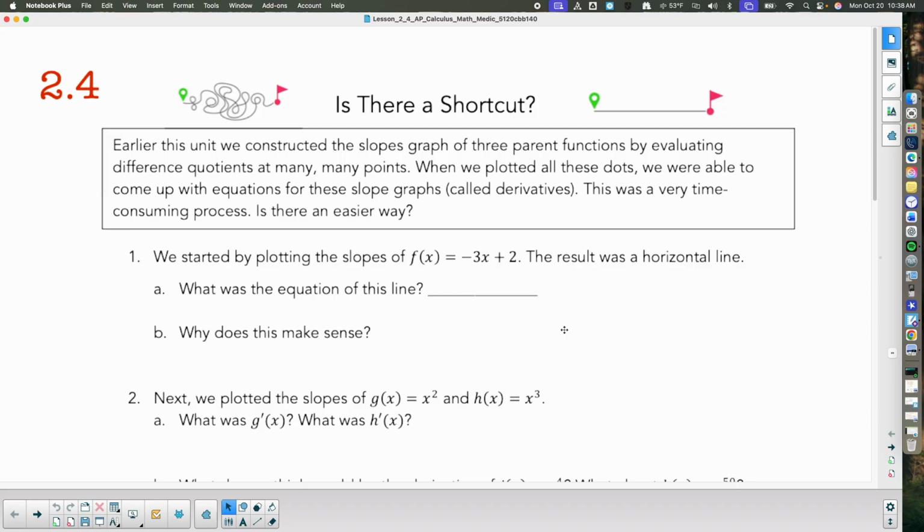Okay, ready? Question one should be the easiest one, but you've also had a week off of school, so your brain may not be math back yet. We theoretically did this exact same equation probably in 2.1 or 2.2. So we graphed negative 3x plus 2, or we just used that equation. The derivative was just a flat line. Okay.